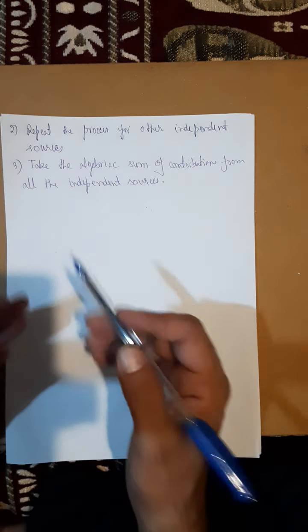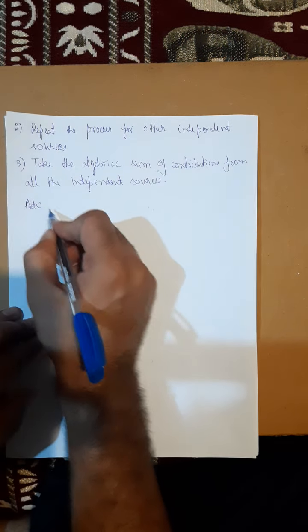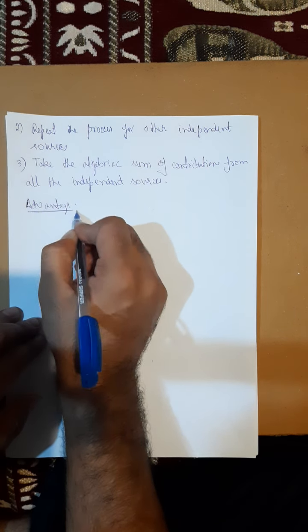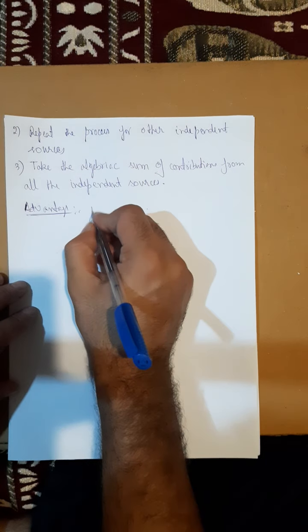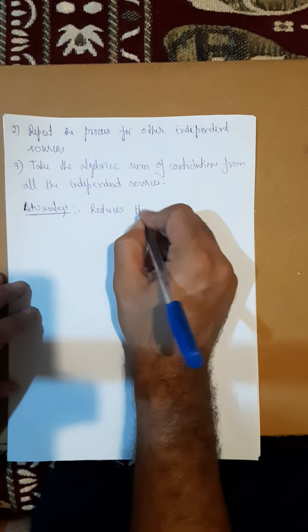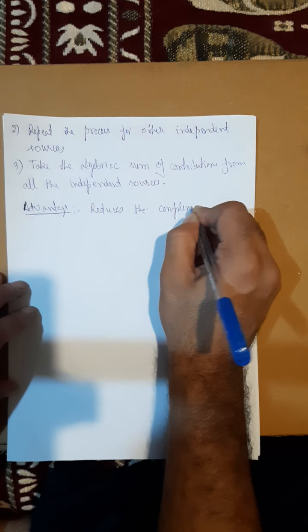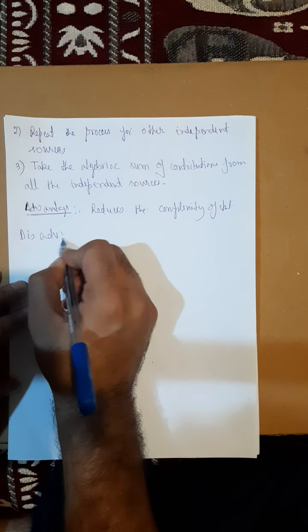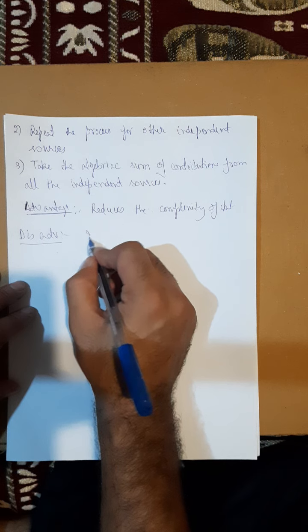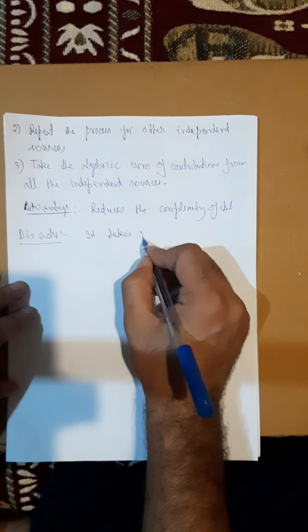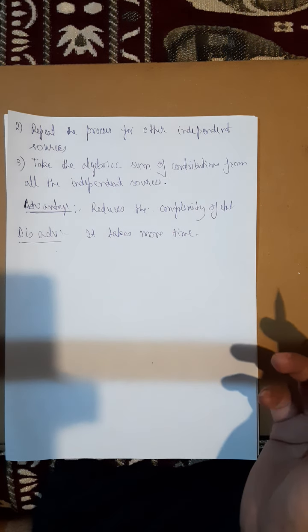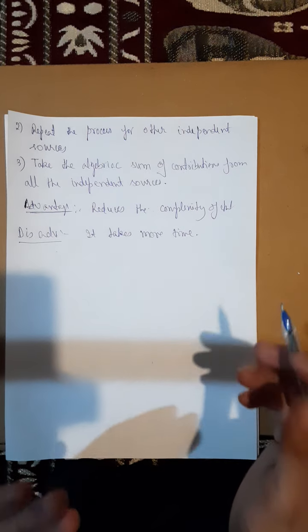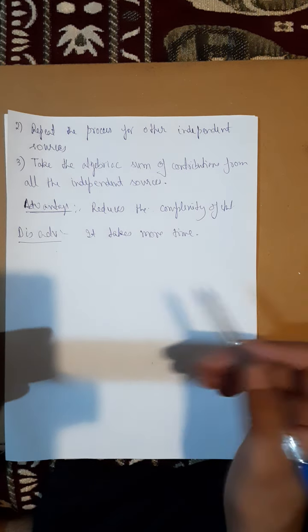So what are the advantages of this superposition theorem? It reduces the complexity of the circuit. And what is the disadvantage? It takes more time, because you have to turn sources on and off, which means you have to solve the circuit repeatedly. If there are three independent sources, you have to solve the circuit 3 times.